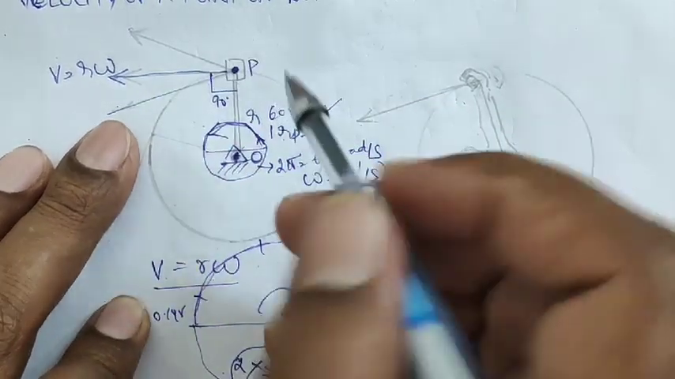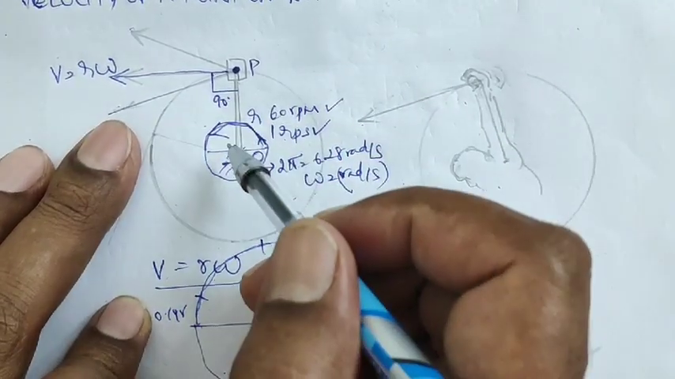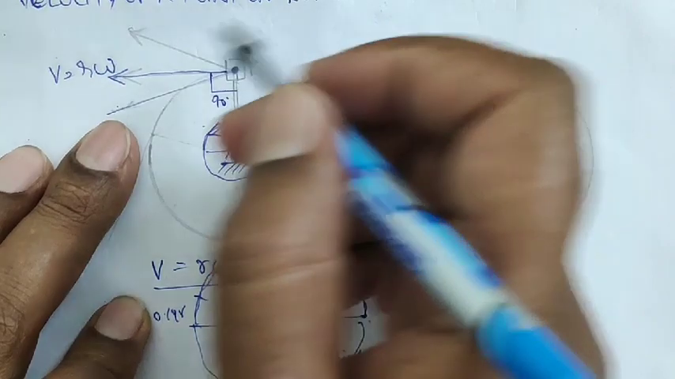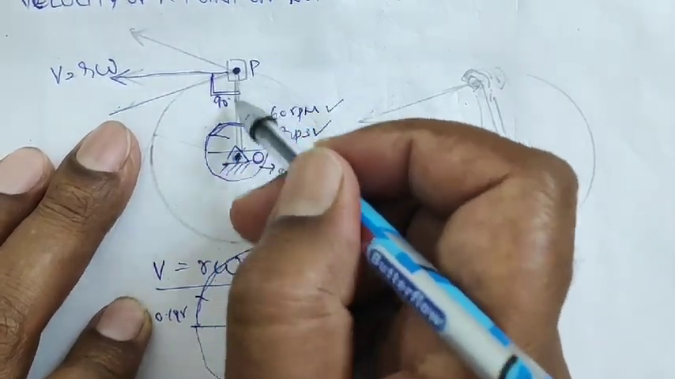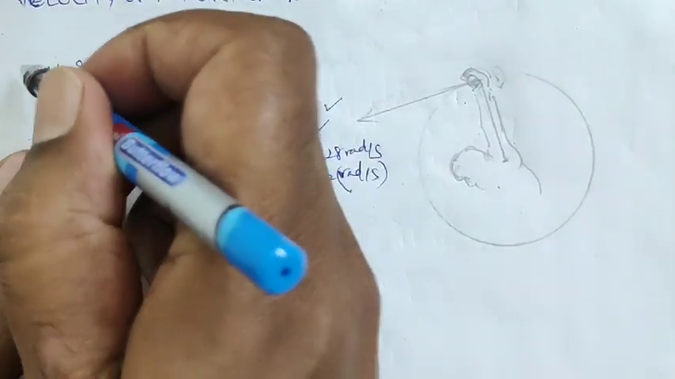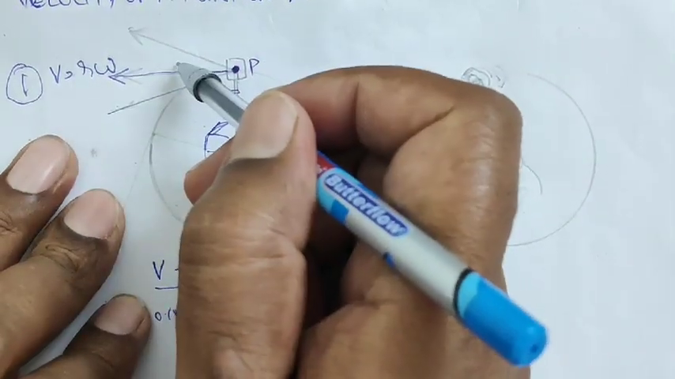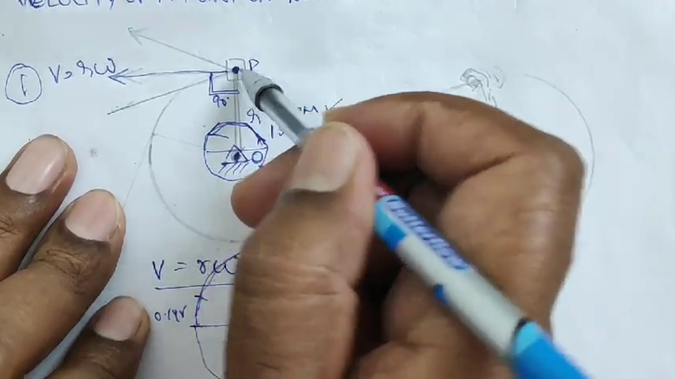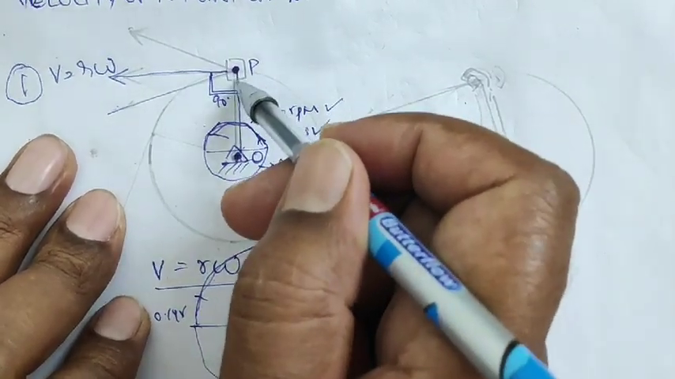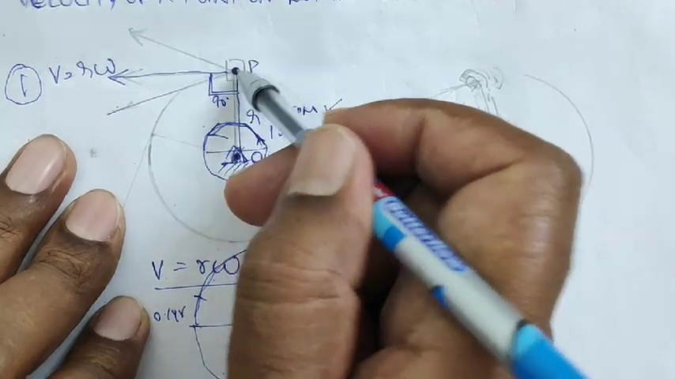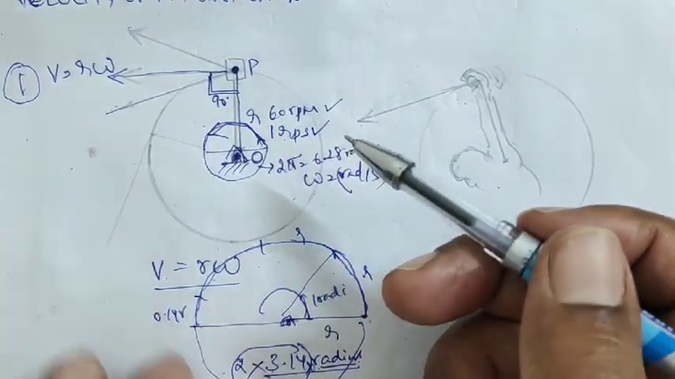So for a body which is revolving about a point, you need to find the velocity, which is given by r omega, and the direction is perpendicular to the link. So these two things you have to remember. The first thing is that v is equal to r omega, and the velocity of that point is perpendicular to the radius about which it is rotating. So this way.